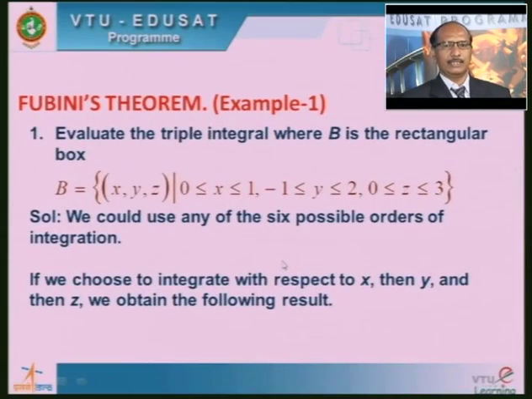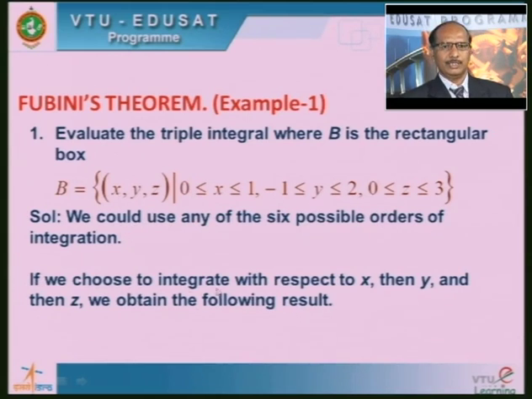Now, coming to one example using the iterated integrals. Evaluate the triple integral where B is the rectangular box, its dimensions are given: x varies from 0 to 1, y is minus 1 to 2, and z is 0 to 3. These are the dimensions, or you can take them as the limits of integration. Solving this, there are totally 6 possible orders, any one of them you can use.